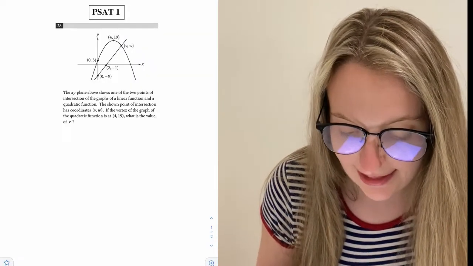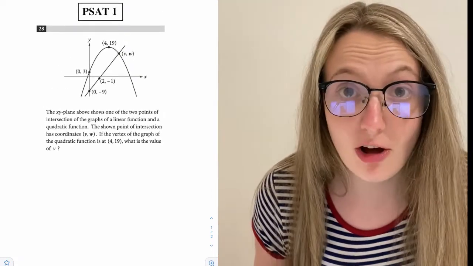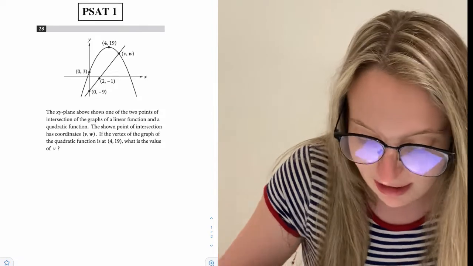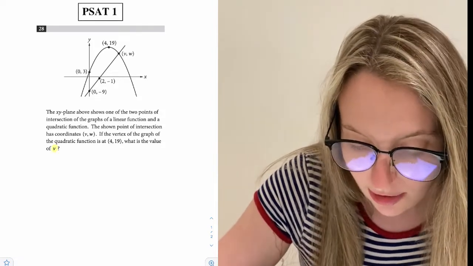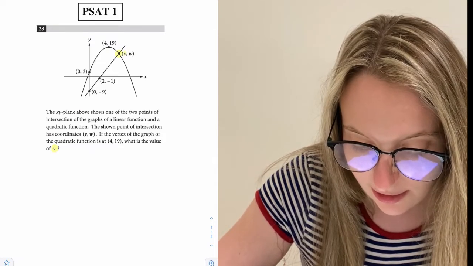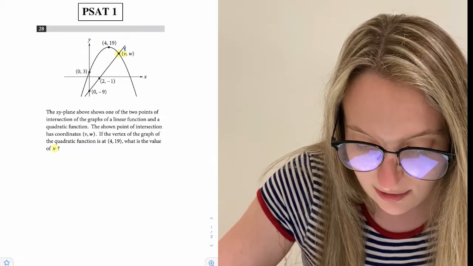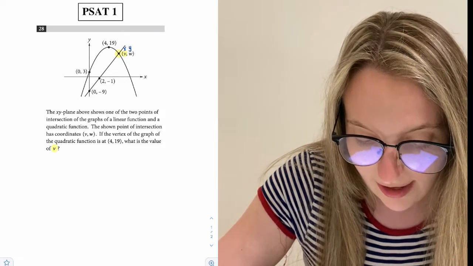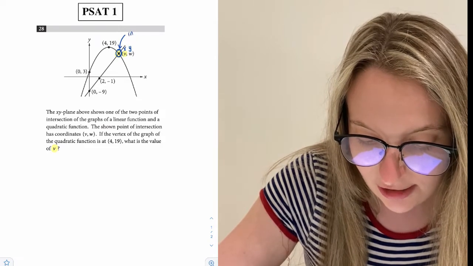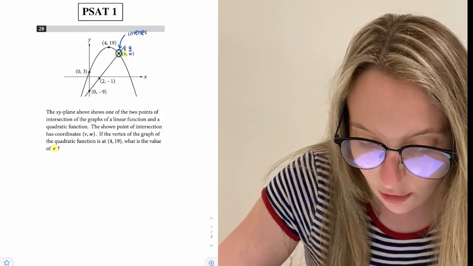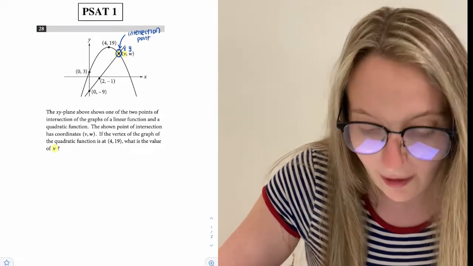So we can see that what the question is asking us for at the end of this very long and exciting paragraph is that they want to know what is the value of V. So what we want to notice is that this point right here, V is occurring as the x coordinate and W is occurring as the y coordinate. And this point right here is the intersection point of the quadratic and the line. So this is our intersection point.